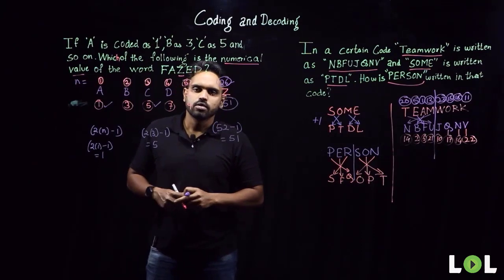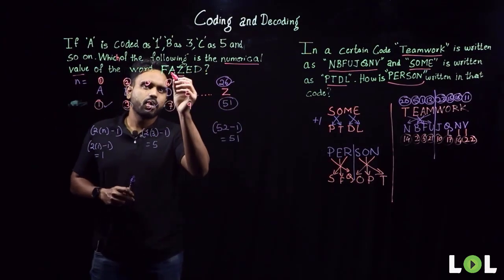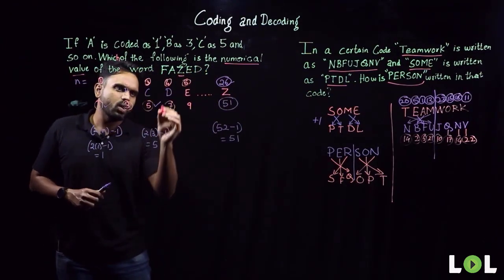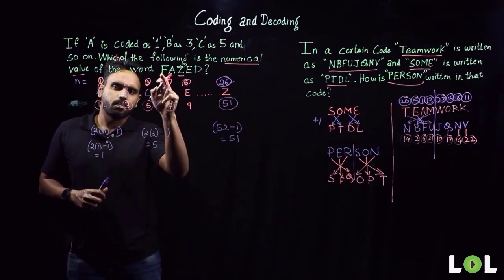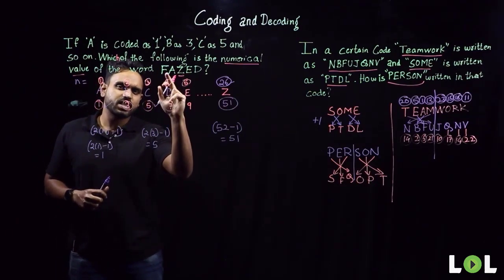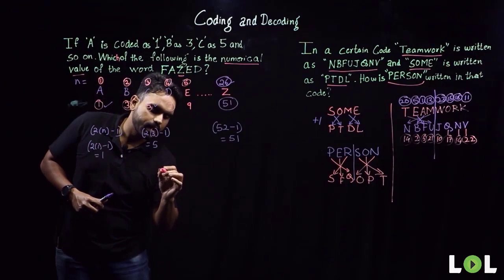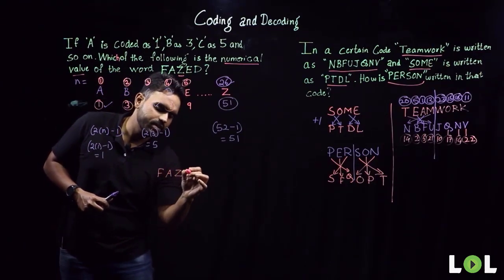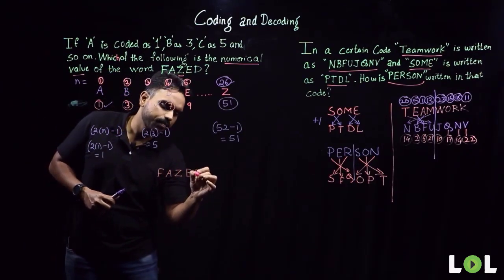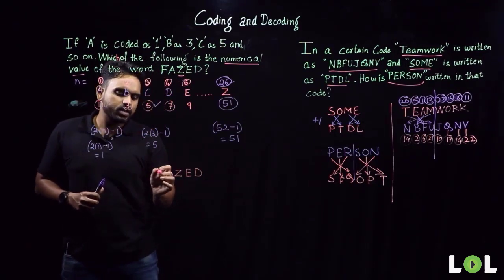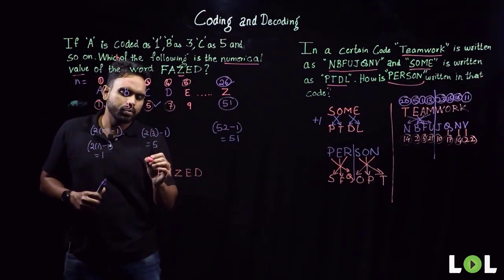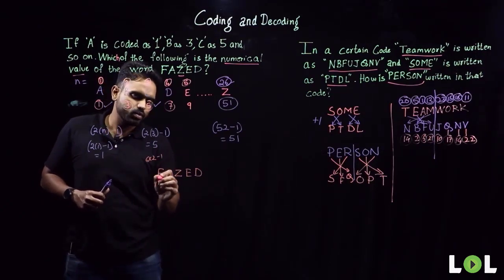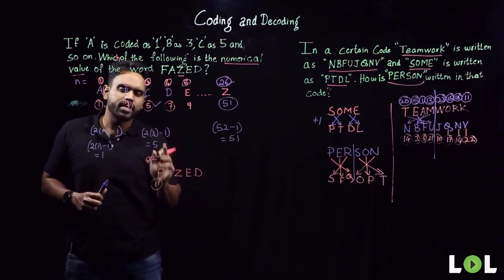So now I can directly write them for my word. The place value of F is fixed, 6. For the word FIZFAZED, 2n minus 1 for F: 6 into 2 minus 1, 12 minus 1, 11. So the value according to the code of F is 11.